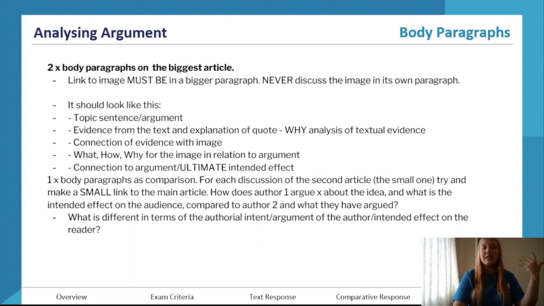They will have different intended effects you can find. They will have different authorial intent. And unless they completely agree with each other and the comparative material is just agreeing with what the author is saying, they will have different arguments and contentions. It depends on whether they're more different or similar, which point of view they're expressing.